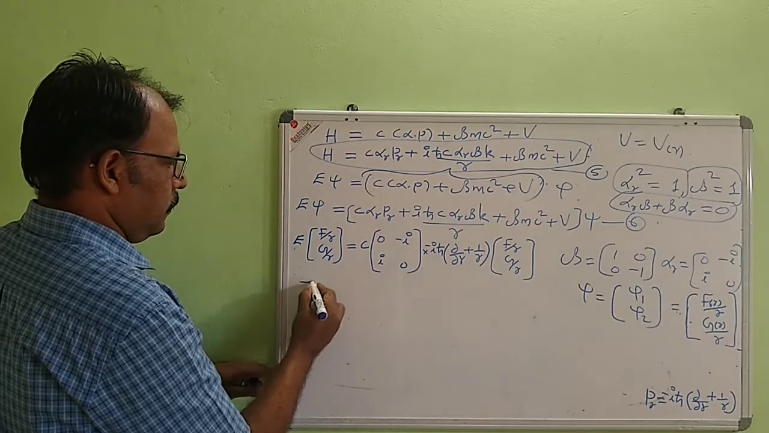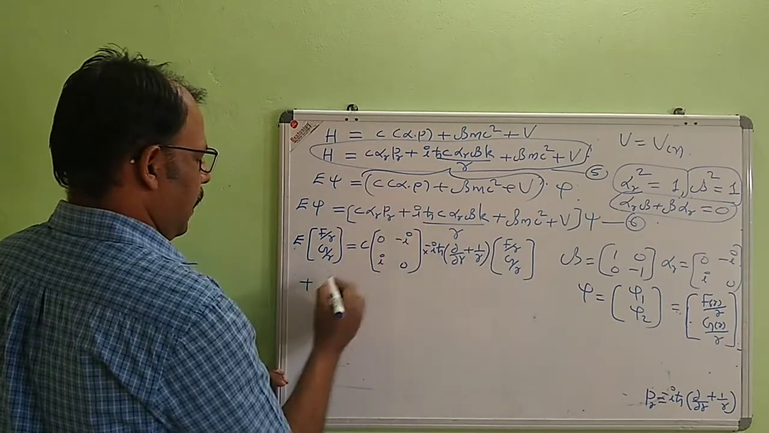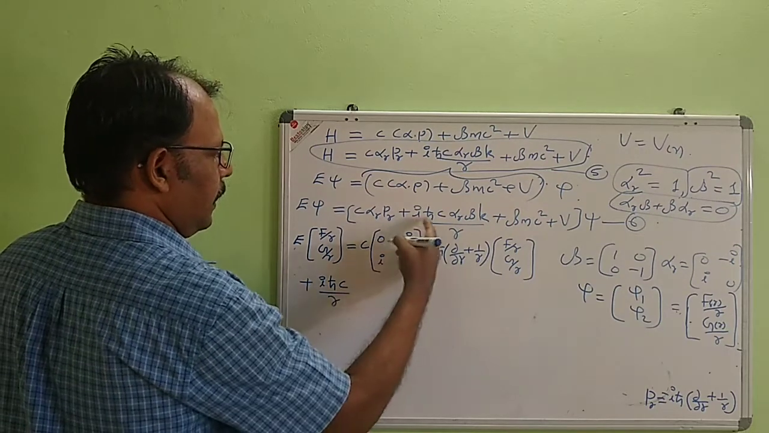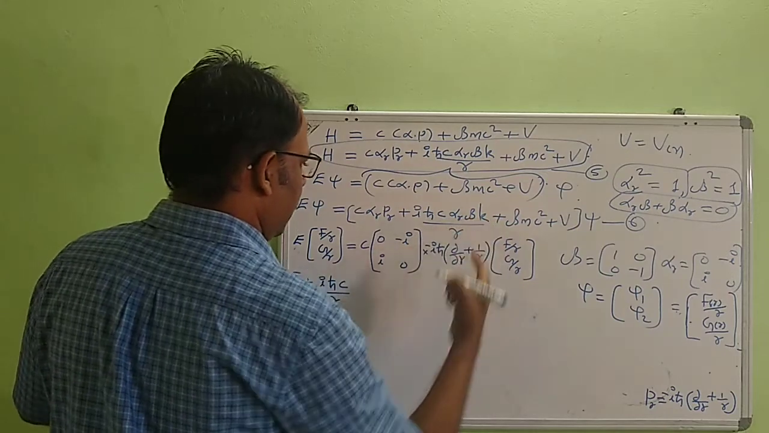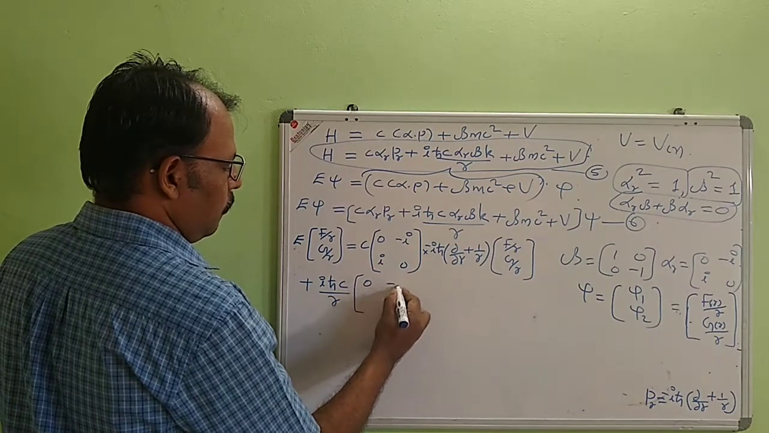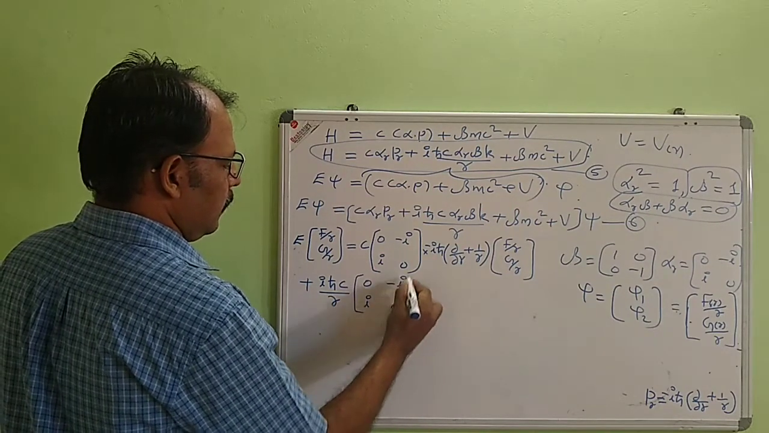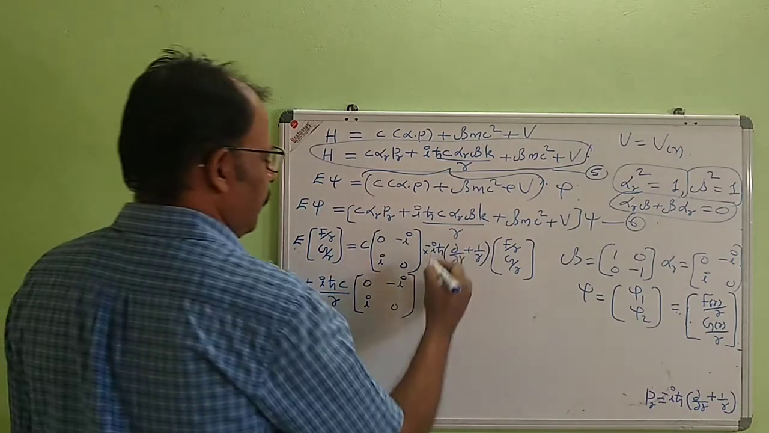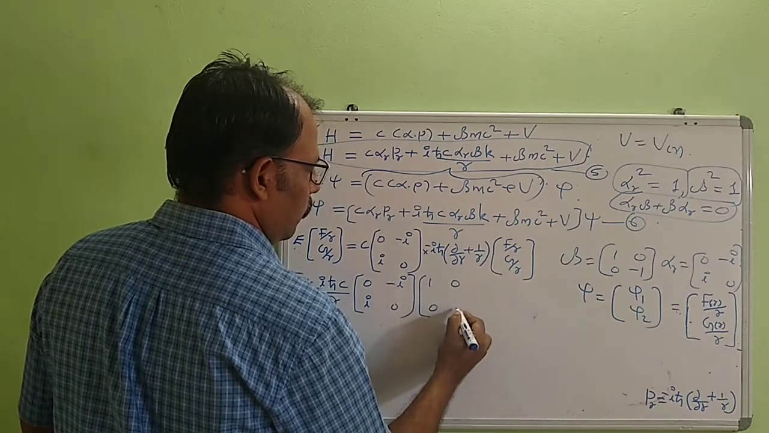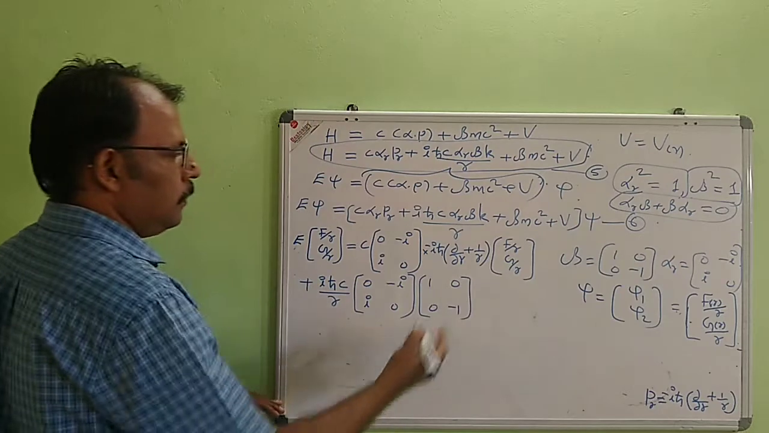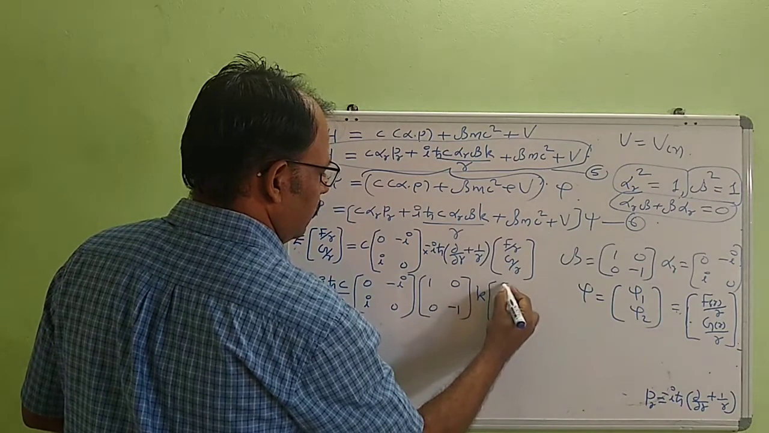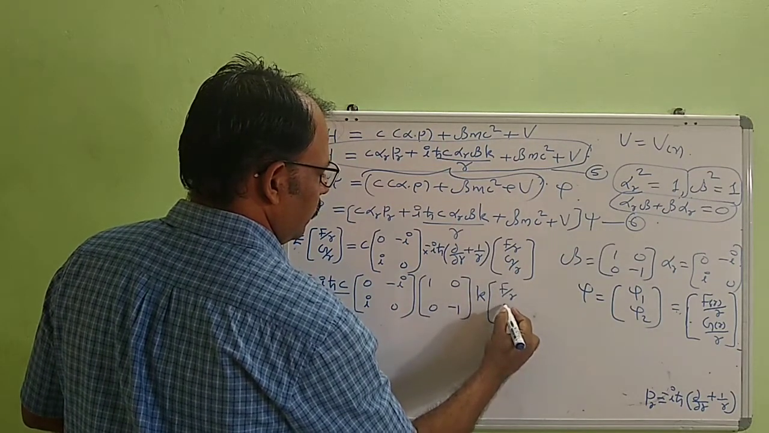Now the second term is i h bar C by R, alpha R, beta K. What is alpha R? Alpha R is 0, minus i, i, 0, into beta. Beta is 1 0 0 minus 1. Beta K into K into psi, where psi is F by R, G by R.